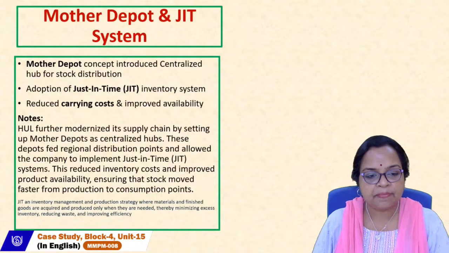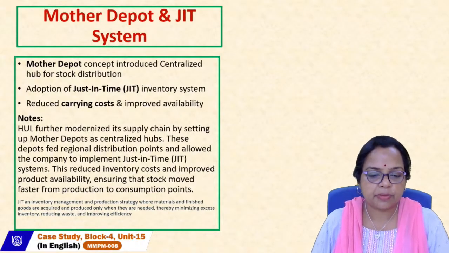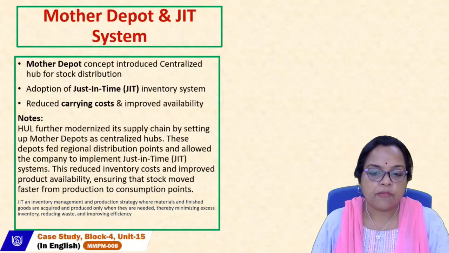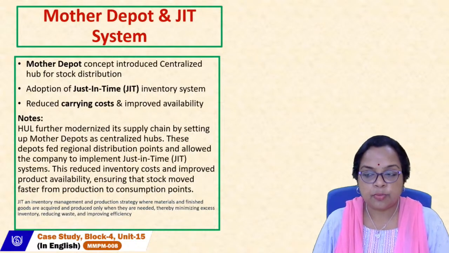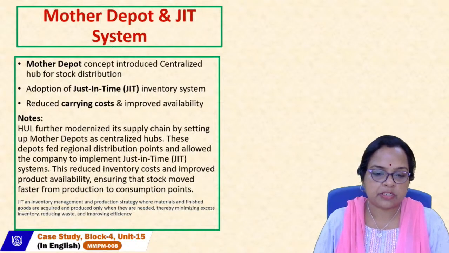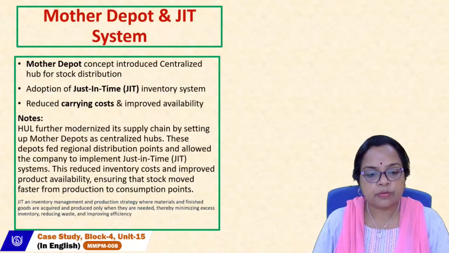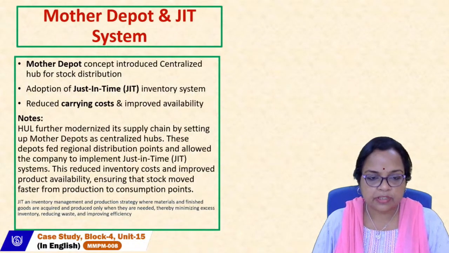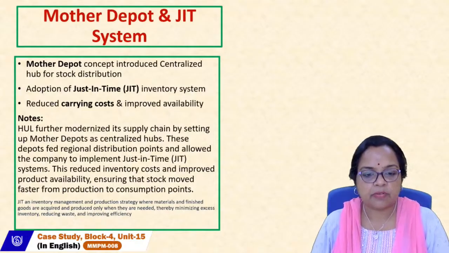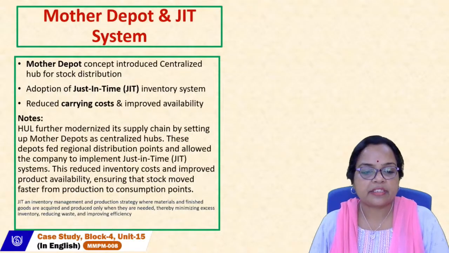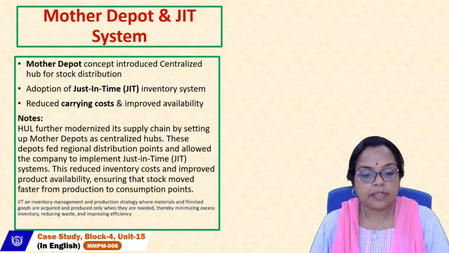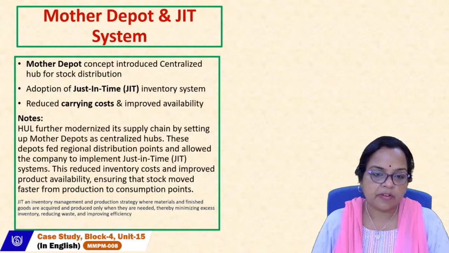What is just in time? It is an inventory management and production strategy where materials and finished goods are acquired and produced only when they are needed. They don't overproduce anything before its need arrives. They carry out the production steps only when they are needed, thereby minimizing excess inventory, reducing waste and improving efficiency.